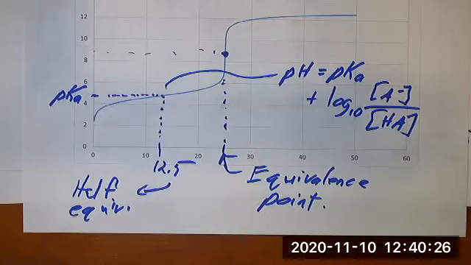Can't you do it the same way you did for strong acid, strong base? Confused on why you do an ice table. So in the strong acid, strong base case, there's no equilibrium going on. So you have to use an ice table when you have an equilibrium that you're dealing with.